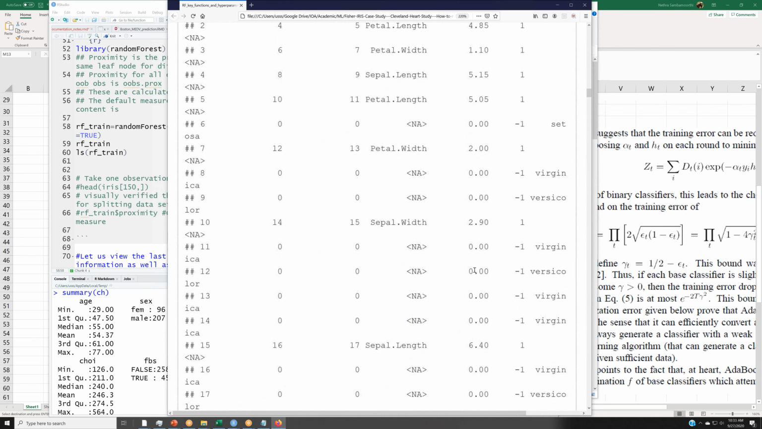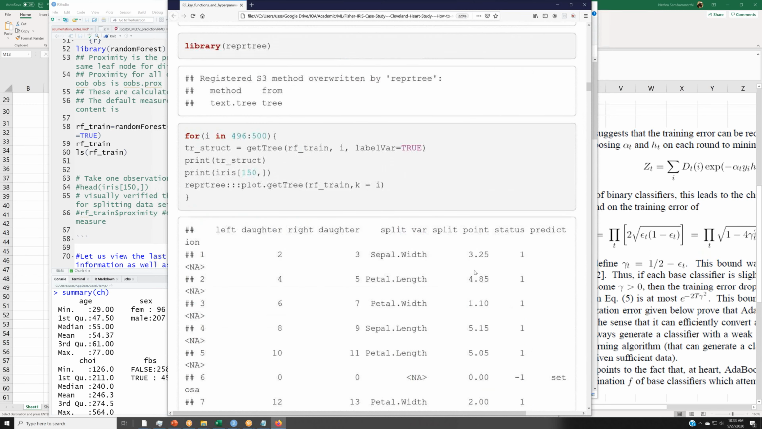Where is that? What you're saying? The tree diagram. In the diagram. Okay.